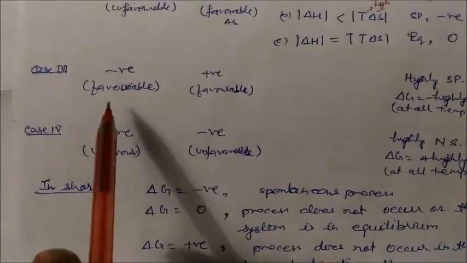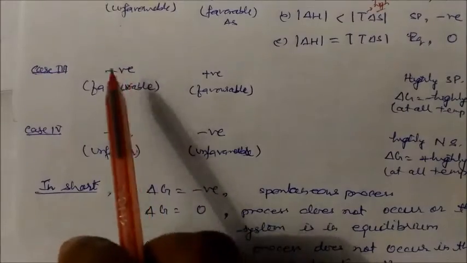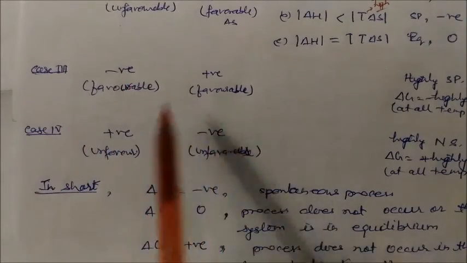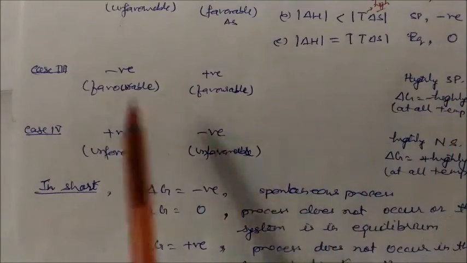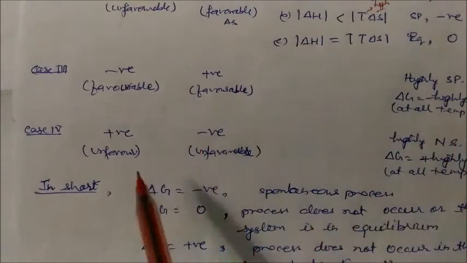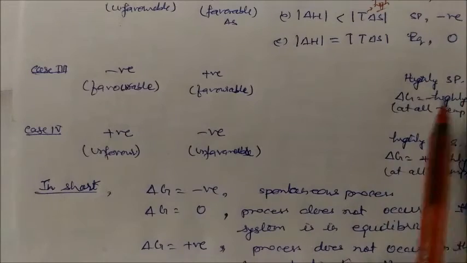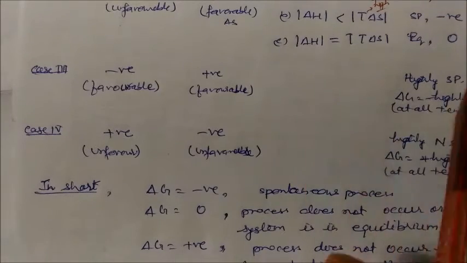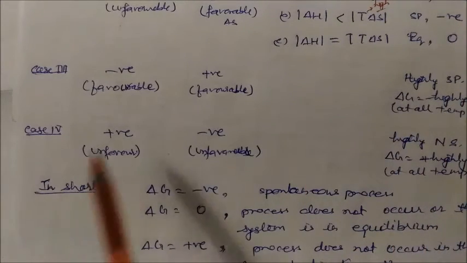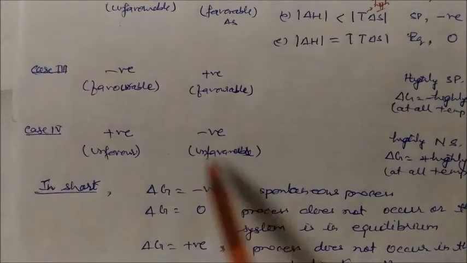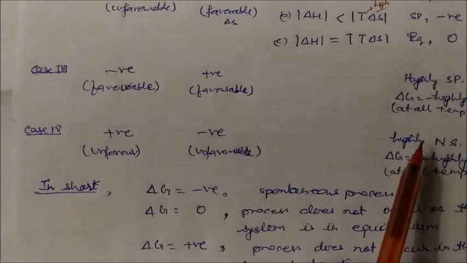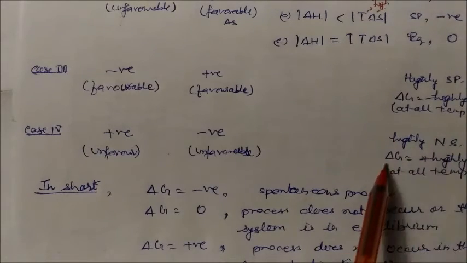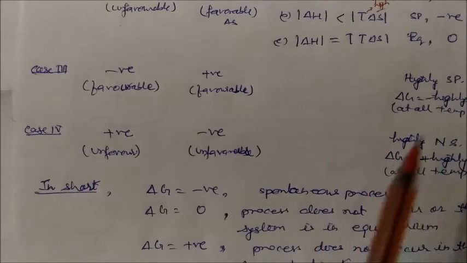Case 3: delta H is negative, which is favorable, and T delta S is positive, which is also favorable. Both are favorable, so this is highly spontaneous. Only in this condition it will be highly spontaneous because delta G is very high in magnitude, so at all temperatures it will be spontaneous. And case 4: one is positive, other is negative. This is unfavorable, this is also unfavorable. Then this will be highly non-spontaneous because delta G is highly positive at all temperatures.